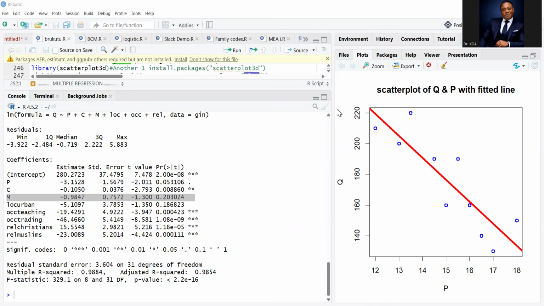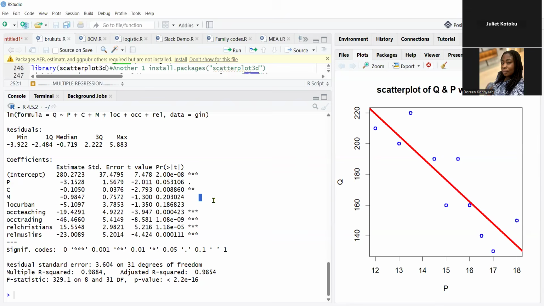It's very important. Okay. Log urban. Is that significant or insignificant? Anybody? Log urban. Juliet. So for log urban, the P value is 0.19, which is greater than 5%, so it is not significant. Excellent.